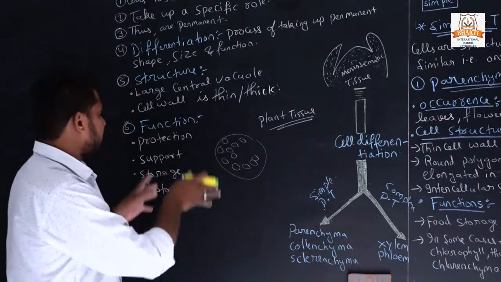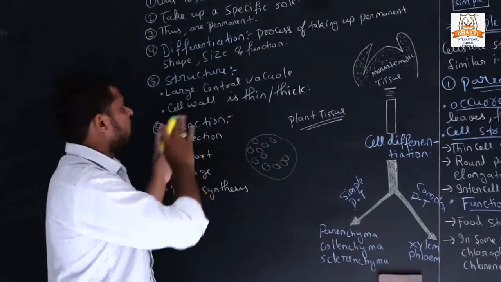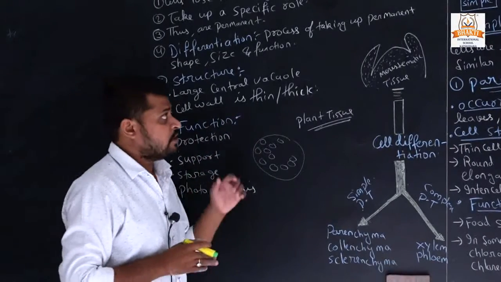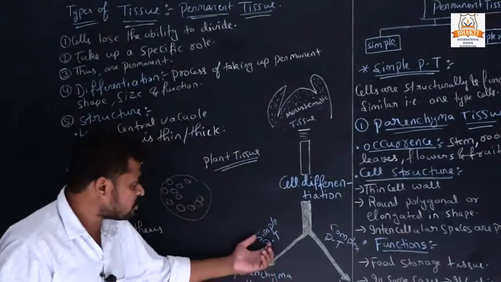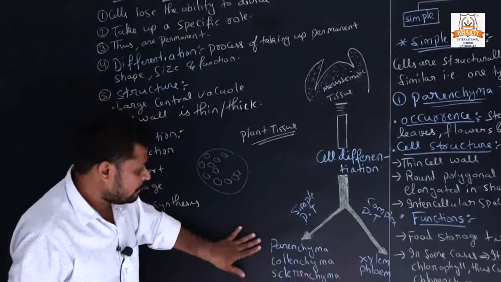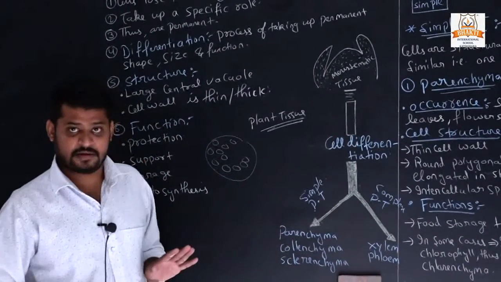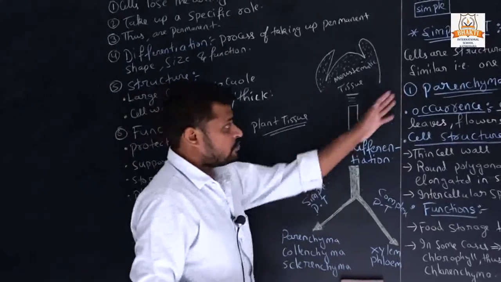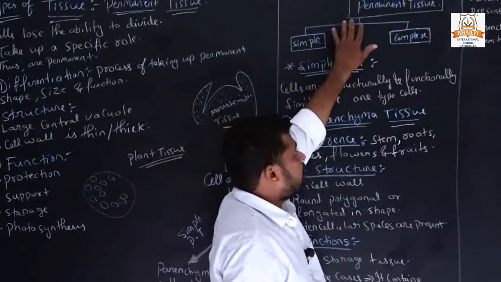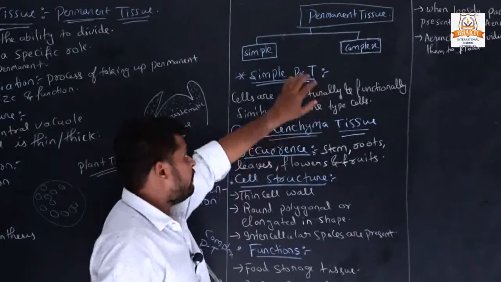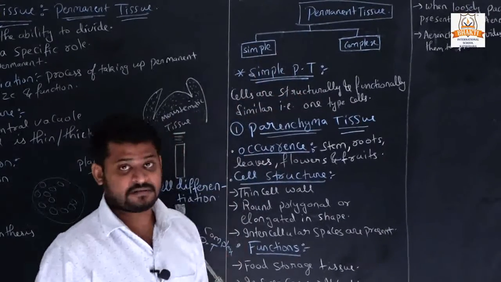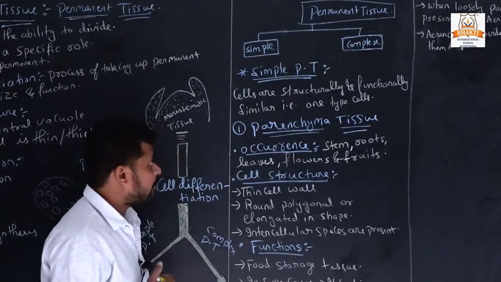So you will understand the structure and function of permanent tissue. Now we are going to study simple permanent tissue: parenchyma, collenchyma and sclerenchyma. Permanent tissue is of two types, simple and complex. First we will study simple permanent tissue.